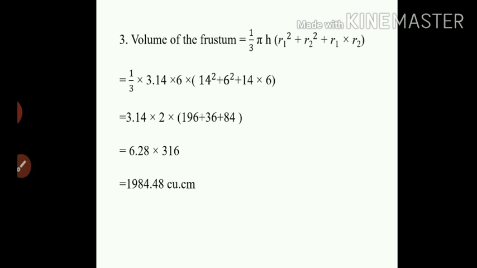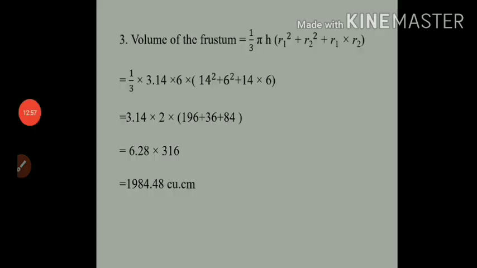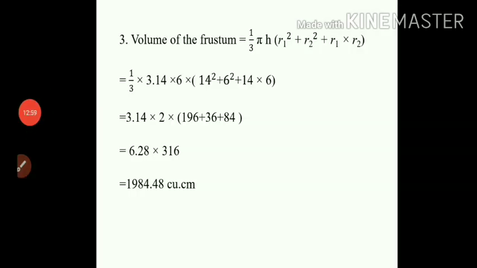This question was very big, there were 3 sub questions, but once you get the values it is very easy. R1 was given, R2 was given, H was given. First we found out the slant height, and then we used the formula to get the answer. Now we'll move to the next exercise, that is exercise 7.3.